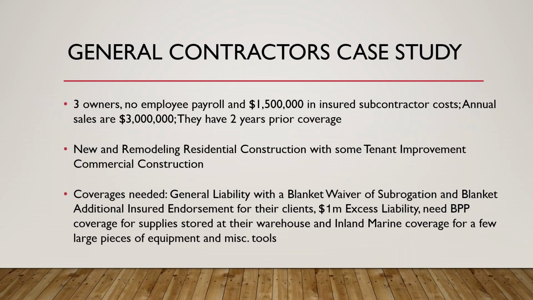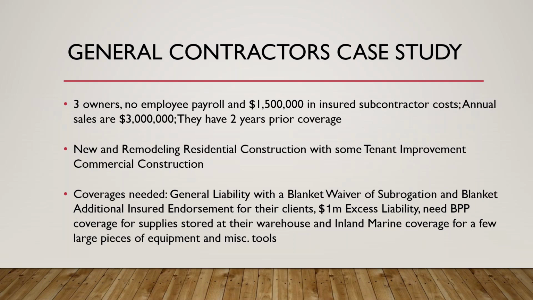And here's a general contractor example where there are 3 owners, no employees, $1.5 million in insured subcosts, with annual sales at $3 million. We are at 50% in subcontractor costs, so we can definitely consider them under the GC program. They have a few years of prior coverage and are doing a mixture of new and remodeling residential work and remodeling commercial work. They're looking to get $1 million per, $2 million aggregate GL limits with a blanket waiver of subrogation and blanket AI endorsement for their clients.